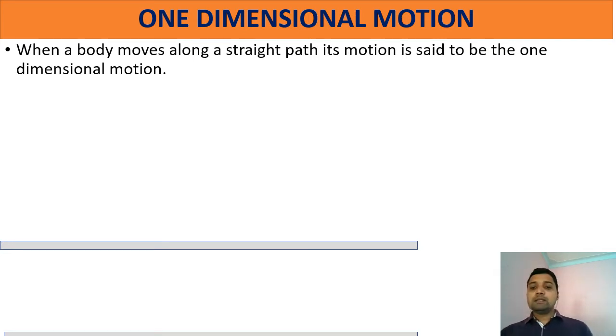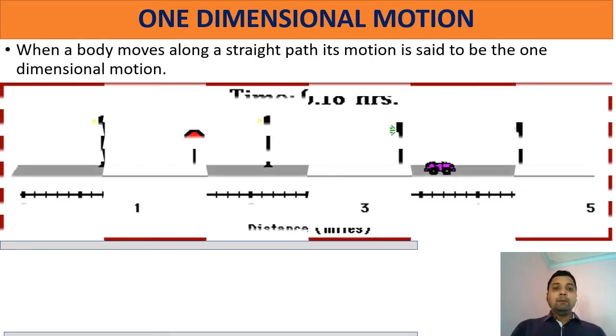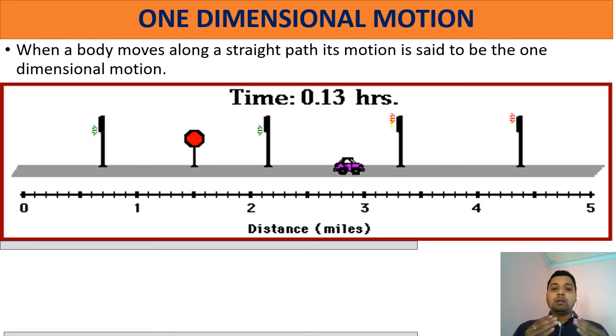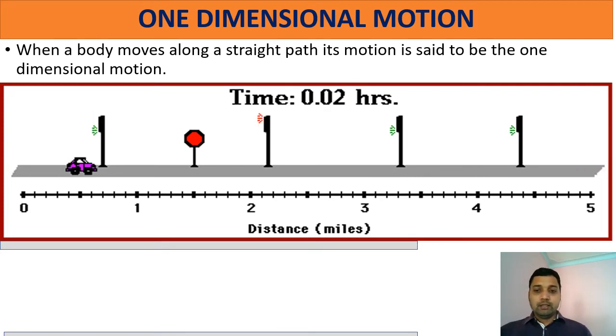Motion means the body is changing position. One-dimensional means one direction. If we look here, the car is moving from one side to another in a straight path. So that is one-dimensional motion. The distance changed by the car with respect to time is shown here.